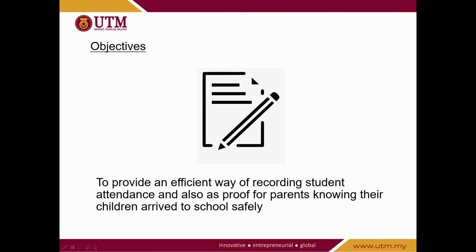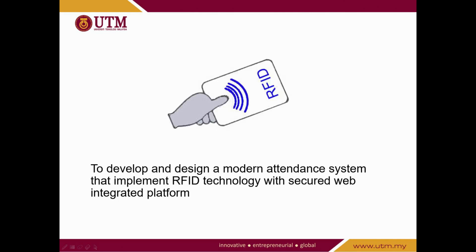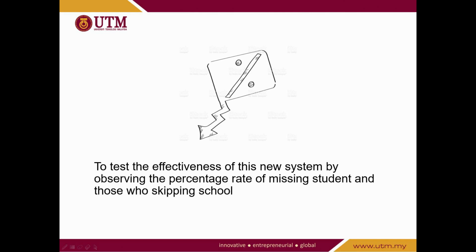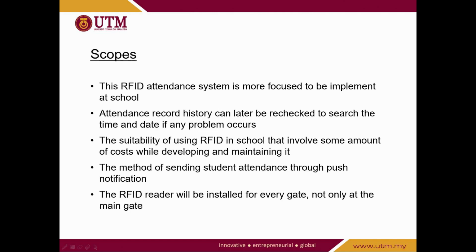There will be 3 objectives for this project. First, to provide an efficient way of recording student attendance and also as proof for parents knowing their children arrived at school safely. Next, to develop and design a modern attendance system that implements RFID technology with a secure web integrated platform. Lastly, to test the effectiveness of this new system by observing the percentage rate of missing students and those who skip school. For the scope, this RFID attendance system is more focused on being implemented at school.